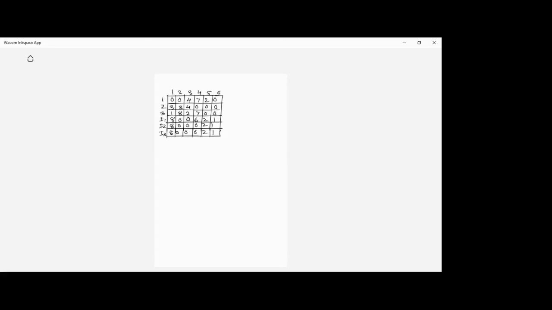Just to be right, I'll be doing it again so that I do not make any mistake. Second, it is not possible. Third column, it is not possible. Fourth, it is possible. So I have drawn a horizontal line. Okay, fourth is done. Fifth is again possible. I have drawn a horizontal line and it is done.